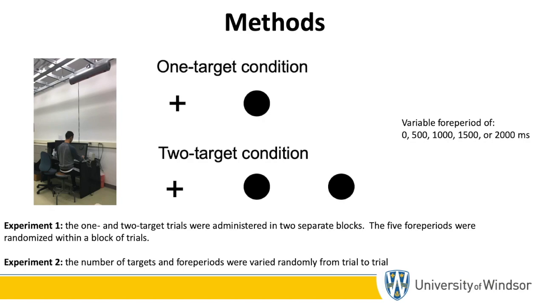In the one-target trials, participants were required to lift the stylus from the start position and touch down at the first target. In the two-target trials, participants were required to move to the first target and then continue their movement to the second target. Participants were instructed to move as quickly and accurately as possible.